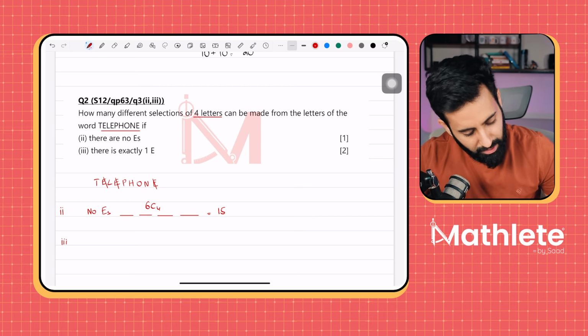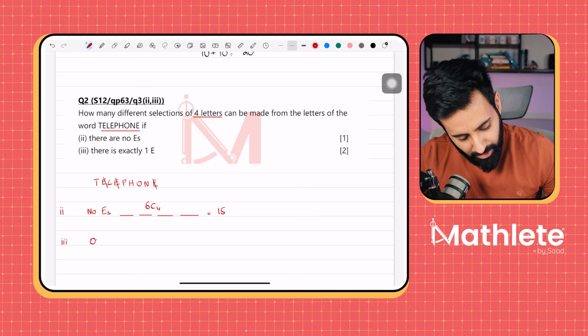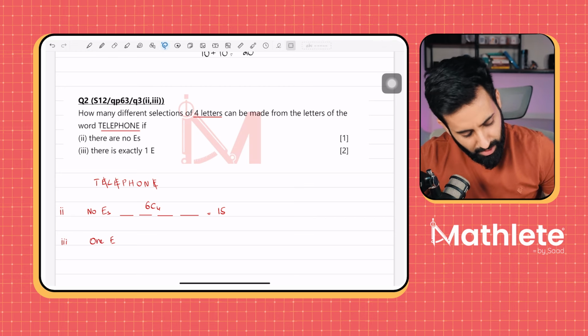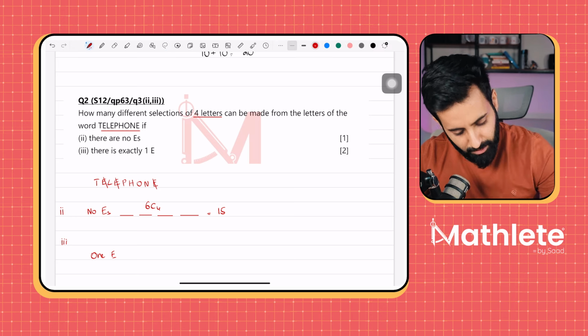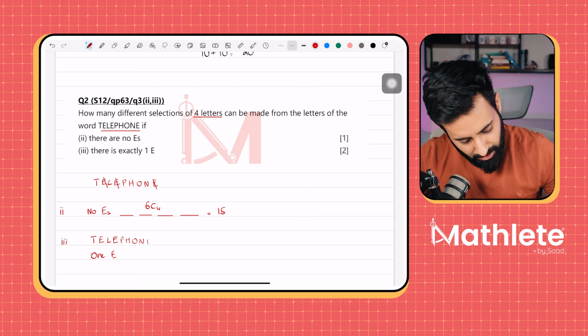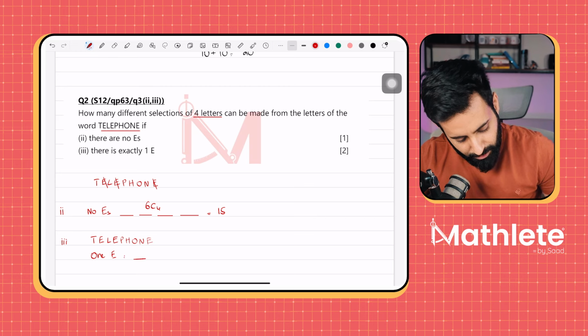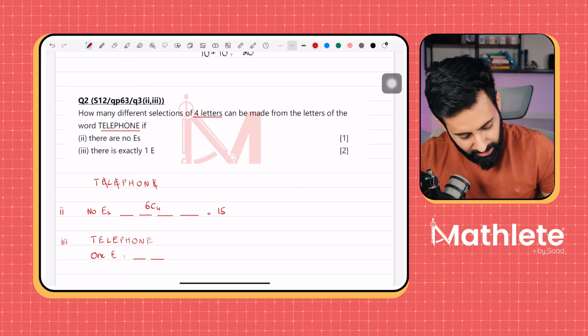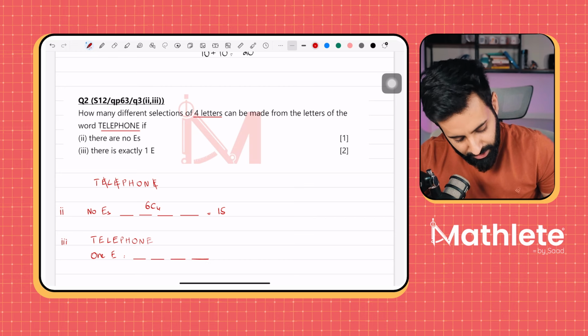Now let's do part 3, which is the second part of this question, but part 3 of the actual question. There is exactly 1 E. Okay, so there is exactly 1 E. Now, once again, I will encourage you to write down the word. So the word is telephone. And make 4 blanks to begin with. So this is the standard procedure.